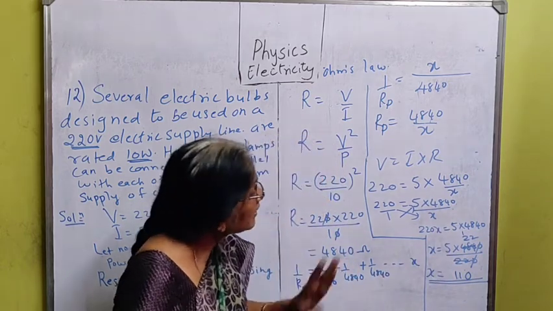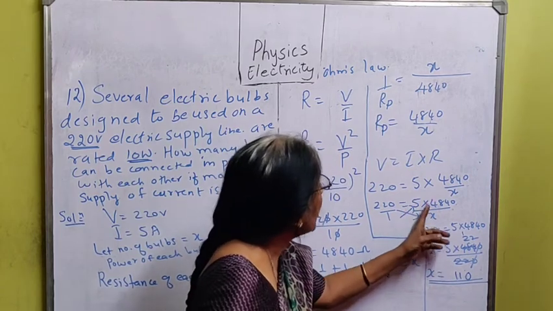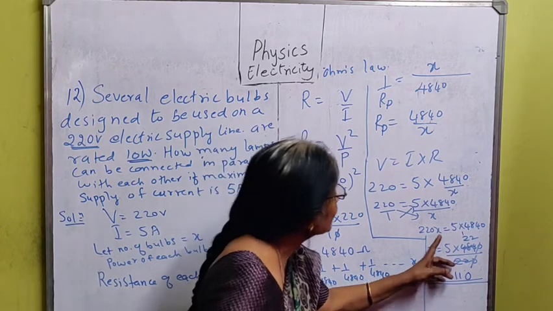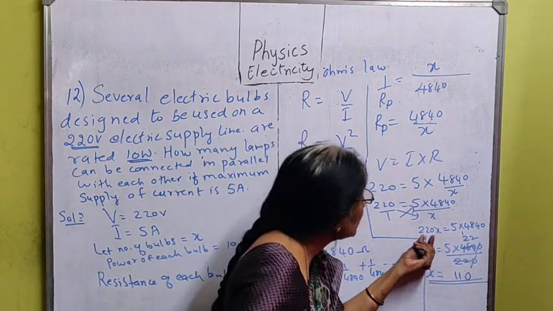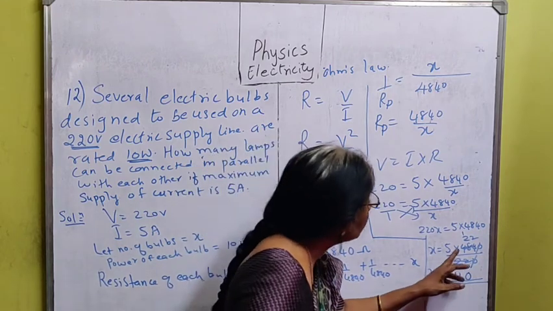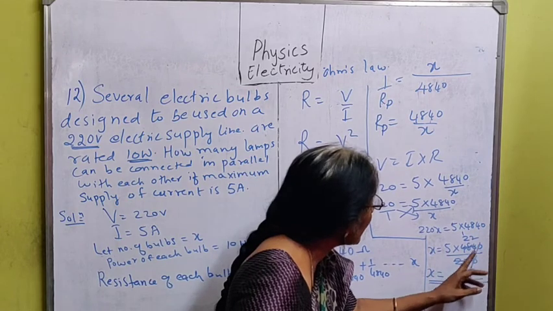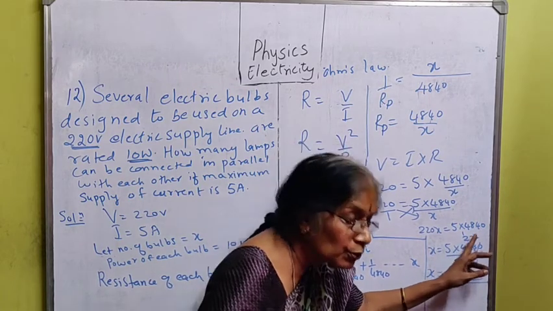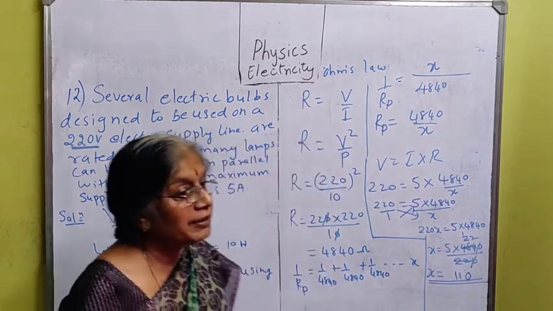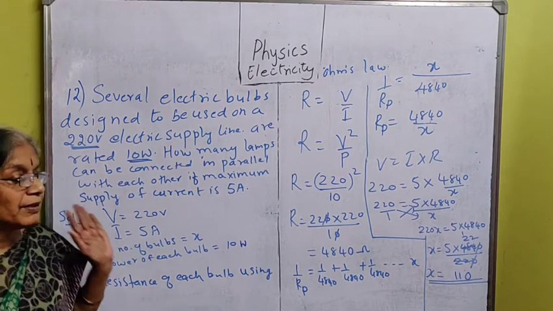Here, let us do the cross multiplication. So 220 into x is equal to 5 into 4840. So what is x equal to? What will happen to this 220? It will go in the denominator. So 5 into 4840 divided by 220. 0, 0 cancels. 22, 22s are 484. 22 into 5 is 110. So how many bulbs are required? 110 bulbs are required in this particular sum.